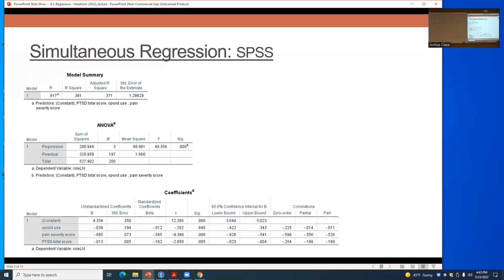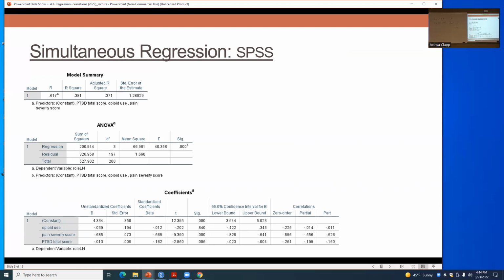Opiate use didn't bring anything to the party. It's like a freeloader: everything that it brought to the party is the same stuff that pain and PTSD brought to the party, right? So there's nothing unique that's being contributed to the model. That's not to say that opiate use doesn't have a relationship with role functioning, but once we account for these other things, it just doesn't have anything going on here, right?